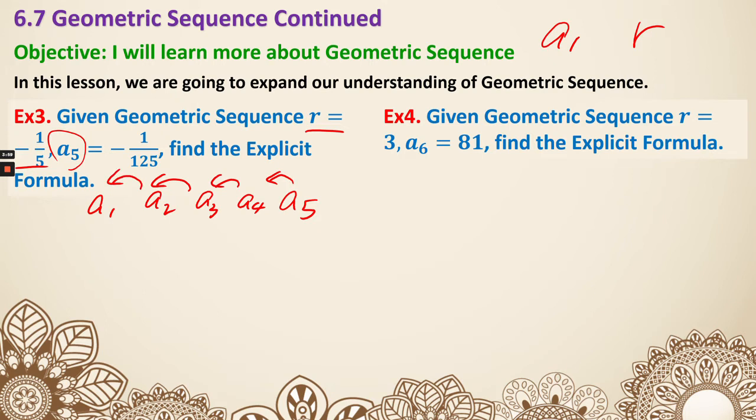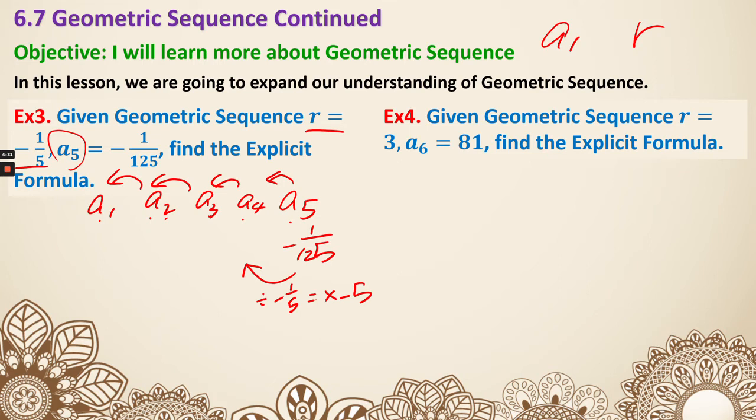So a sub 5 is right now negative 1 over 125. Our r is negative 1/5. If you think about it, from a sub 1 to get to a sub 2, you'll multiply by negative 1/5, then multiply by negative 1/5, multiply by negative 1/5, multiply by negative 1/5. But this time we are going backwards, so we can't just multiply by negative 1/5 anymore. It's like we are actually dividing by negative 1/5, which is the same as multiplying by negative 5. So that's what we are going to do.